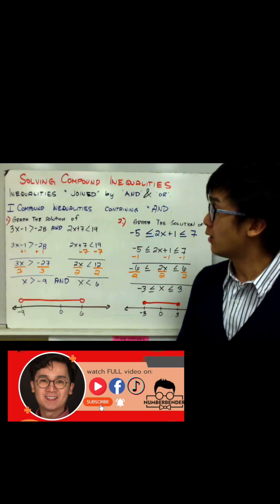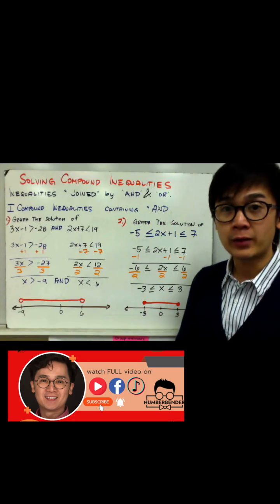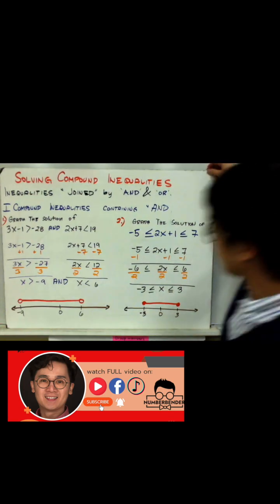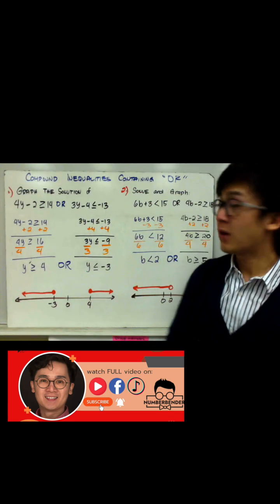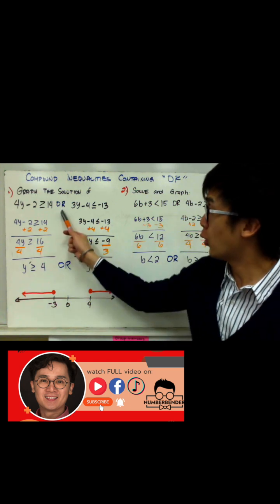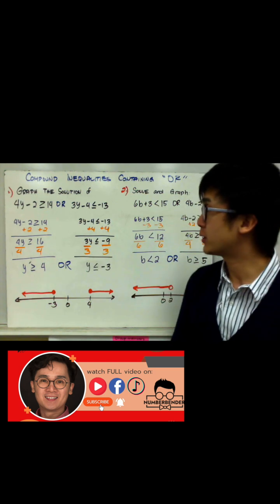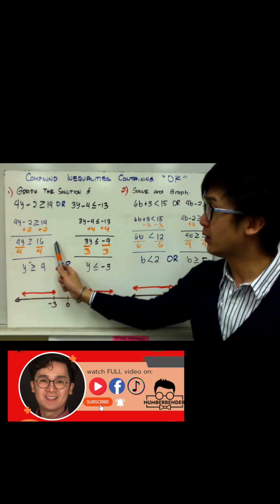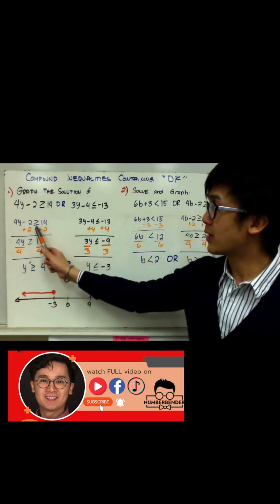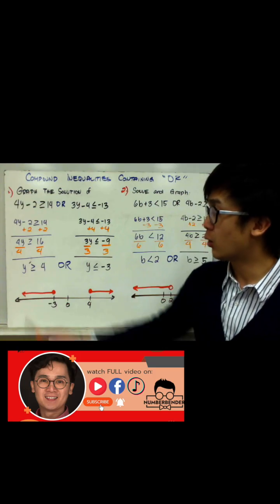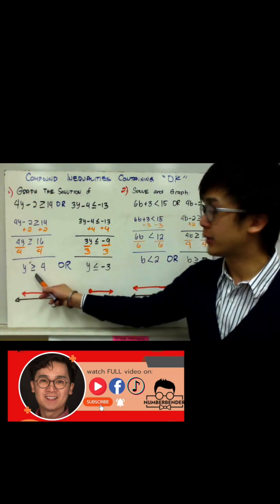Now let's try to solve a different type of compound inequality, but this time it's going to use the OR operation. So my first example, I have 4y minus 2 greater than or equal to 14, or 3y minus 4 less than or equal to negative 13. Since this is a compound inequality, I'm going to solve my first inequality. For 4y minus 2 greater than or equal to 14, you need to add 2 on both sides and divide both sides by 4 so that you'll have y greater than or equal to 4.